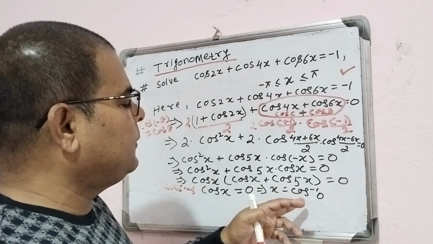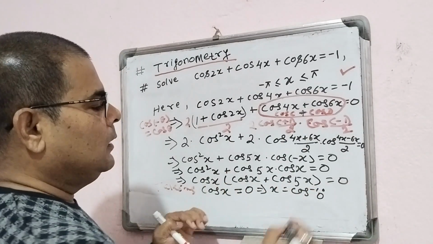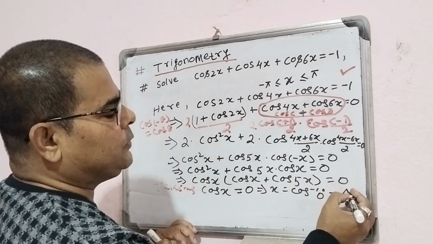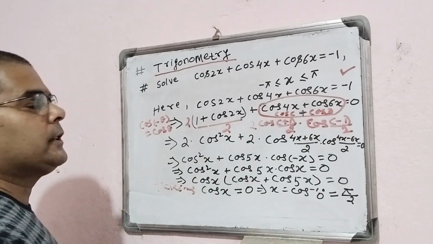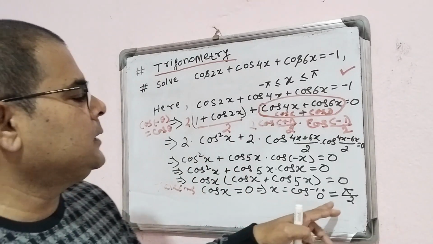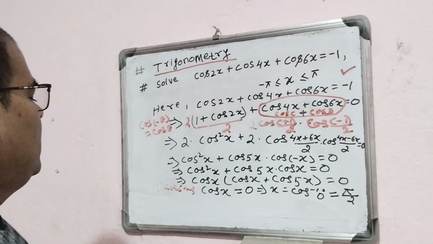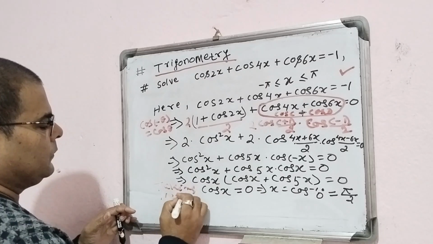So the principal value for cos 0 degree is pi by 2. That means 90 degrees, so you can write here pi by 2 in the radian form. Also you can express it in degree form. In order to say this is in the degree form, you have to say this is 90 degree. And next you have another factor also.